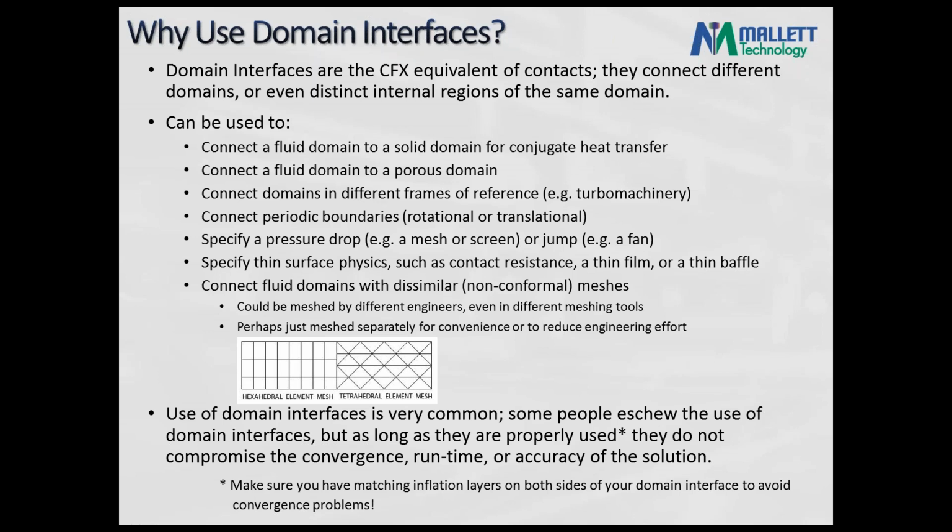So use of domain interfaces is extremely common. You will hear some people talk down about domain interfaces, but as long as they're properly used, they do not compromise your convergence, your runtime, or the accuracy of your solution. I have a little tip for you there. If you're using domain interfaces and you see convergence problems, it's almost certainly that either you're not adequately resolving the solution gradients on either side of the mesh, or that you have mismatched inflation layers. If you have mismatched inflation layers on either side of the domain interface, you'll get convergence problems.